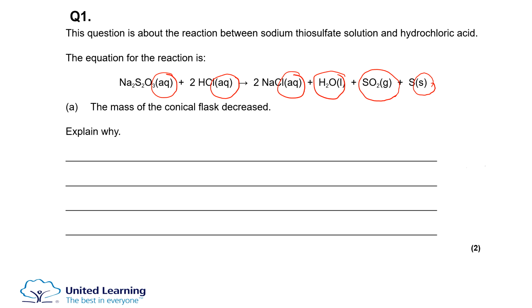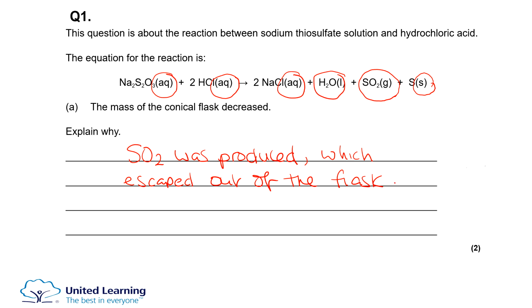So, answering our question, explain why. Firstly, you need to state that sulfur dioxide was produced. And secondly, this question's out of 2 marks, so you must say that that was the only substance that could escape out of the flask. So, sulfur dioxide was produced, which escaped out of the flask. Don't leave it too ambiguous or too vague.